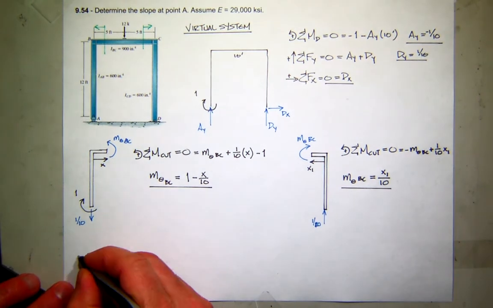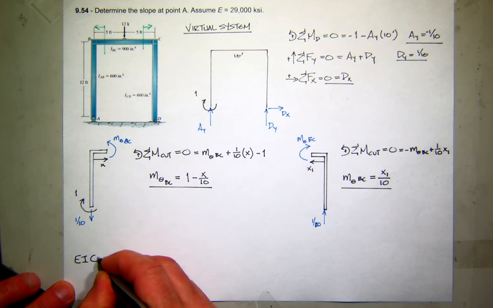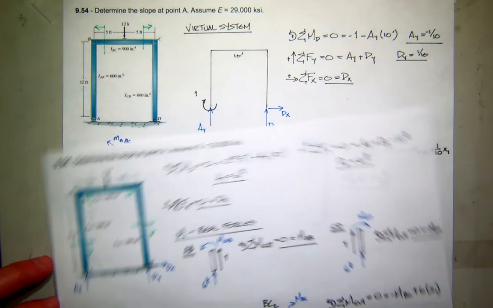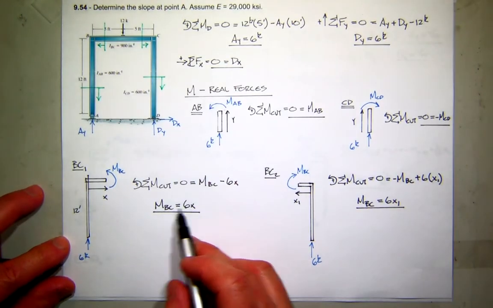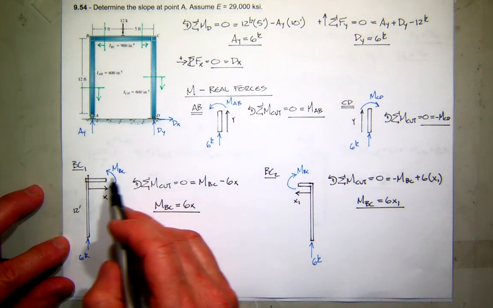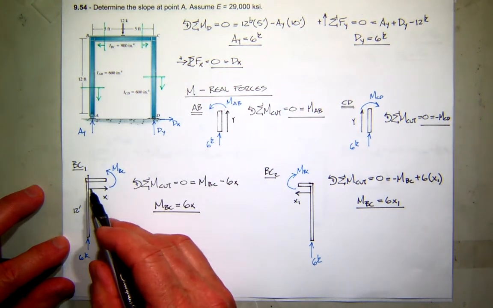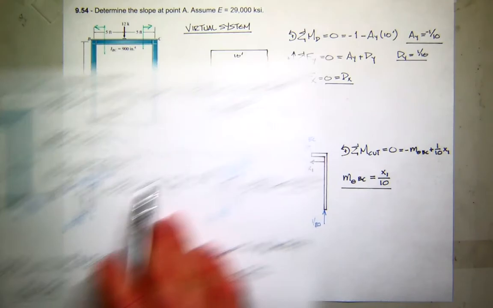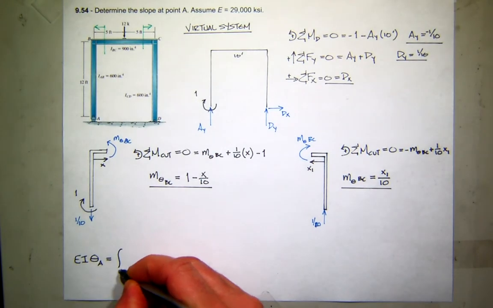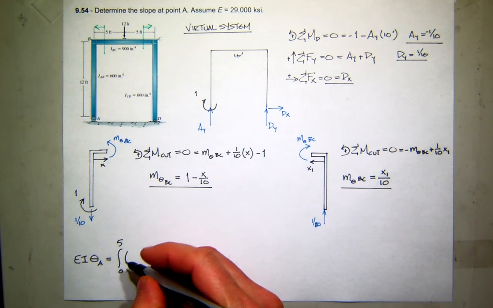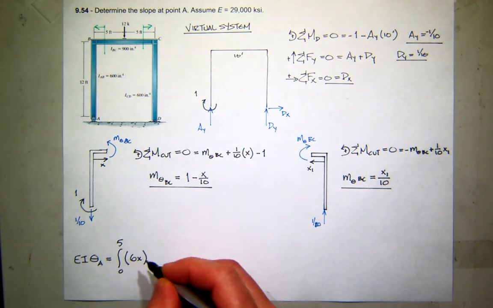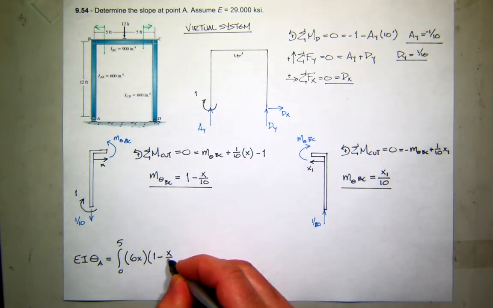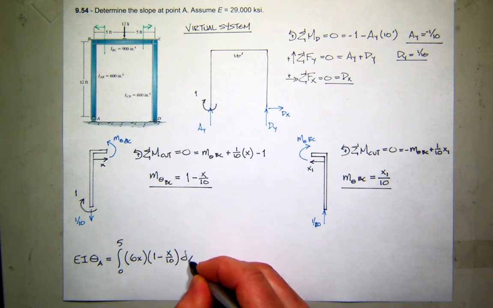So now, EI times the slope at A is going to be equal to what? Let's go back and review for a second. So here is my real moment over this section of BC. With my coordinate system going from left to right, that'll be an integral from 0 to 5. So this will be the integral from 0 to 5 of the real moment, which is 6x, times the virtual moment, which is 1 minus x over 10. And that'll be integrated dx.